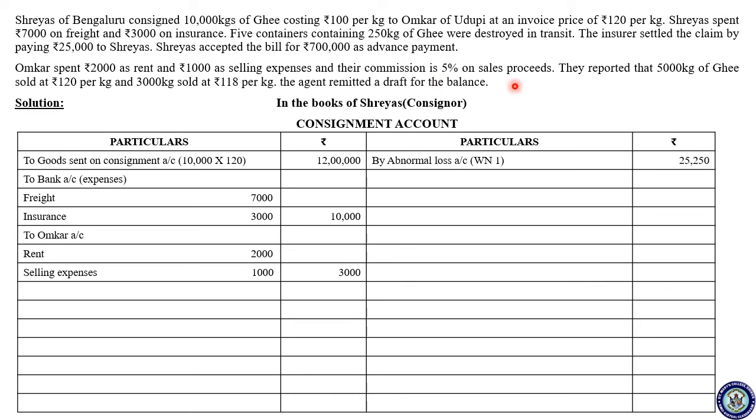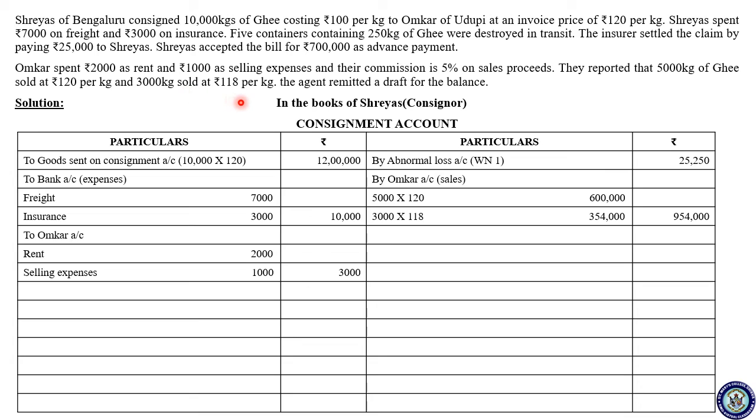Next, commission on sale. First we record the sale, then we calculate the commission. So next, to record the sale. See here, 5,000 kg at rupees 120 per kg. So by Omkar's account, because Omkar sold the goods, 5,000 into 120 is 6 lakh.